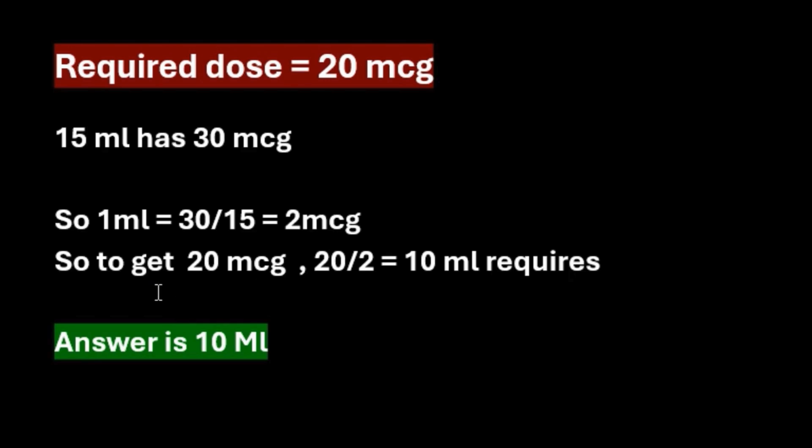That is the dose. So always find the per ml dose in any calculation. So 1 ml is 2 microgram here. So to get 20 microgram, you have to find the ml by 20 divided by 2. 20 is the total microgram required dose, and 2 is the per ml dose. 20 divided by 2 is 10 ml, required for getting 20 micrograms in this vial. So the answer is 10 ml.